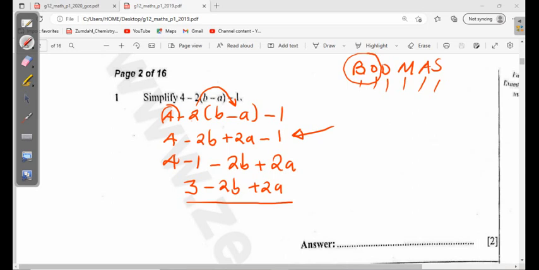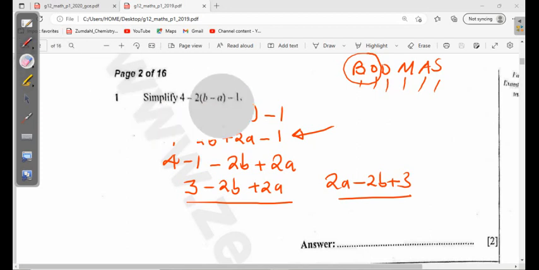3 minus 2b plus 2a. You can also write it as 2a minus 2b plus 3. However you write it, it doesn't matter which one you start with. And so please, when you've got a question, just open the mic, you speak.